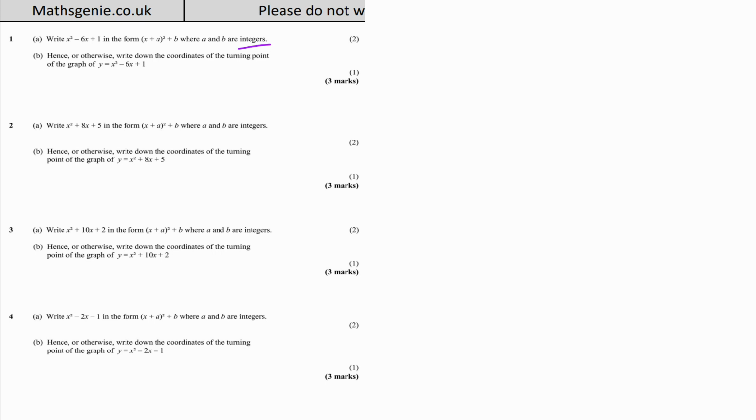So the way it works, guys, is I write it as x, and then it's going to be minus, and then it's half of the coefficient of the x, so half of 6, which is 3, and then I square that. So x minus 3 all squared. Now, to work out what b is, if I expand this bracket to the side, I'm going to have x minus 3 times x minus 3, because squared means times it by itself.